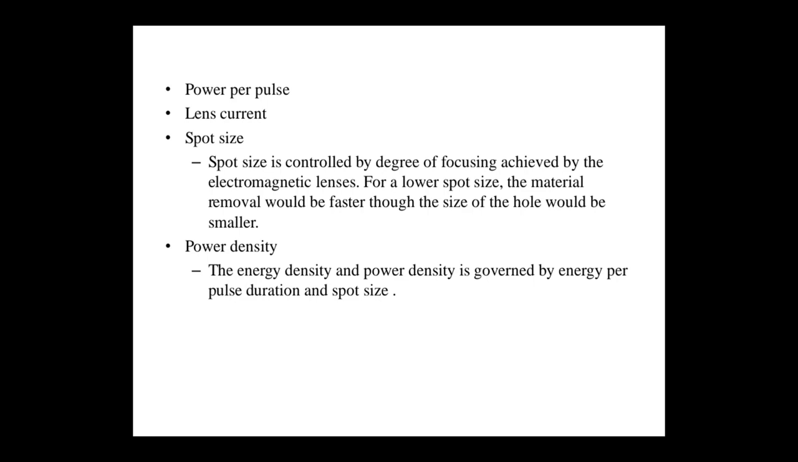Now this spot size is controlled by the degree of focusing achieved by the electromagnetic lenses. For a lower spot size, the material removal would be faster, though the size of the holes would be smaller. The next process parameter is the power density. The energy density and power density are governed by the energy per pulse, pulse duration and spot size.